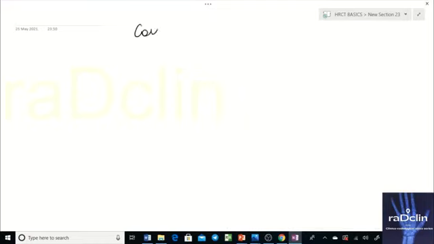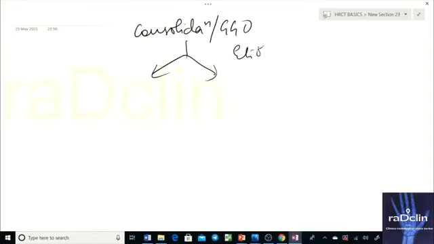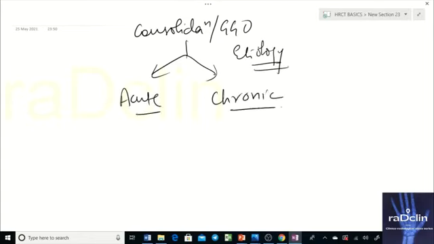So consolidation or GGO, these are the two causes of increased density, and they are divided in their etiology. I'm not going to discuss or tabulate etiologies here. You should ask one question: whether the clinical symptoms are acute or chronic. Whether it's an acute consolidation, a chronic consolidation, a chronic GGO, or an acute GGO, there are specific causes for that. For example, acute consolidation is seen in typical pneumonia. Chronic consolidation we see in chronic eosinophilic pneumonia. So there are different causes.